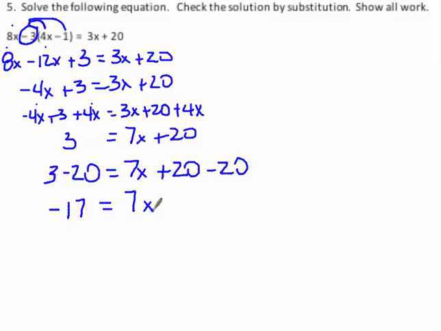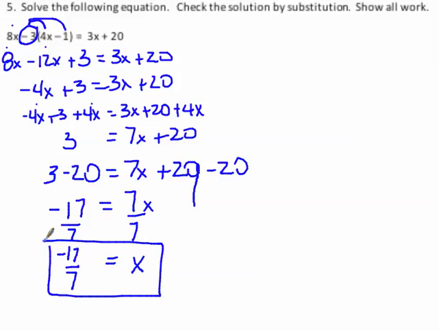Now we're down to a one-step equation. A one-step equation says to divide both sides by the number next to the variable. Well, we're going to divide both sides by 7. That way we end up with just 1x. So if I divide by 7 over here, 7 divided by 7 is 1, and I end up with just 1x. And then over here, dividing by 7 leaves me with negative 17 over 7. Sorry about that stray mark up there. So my answer is negative 17 over 7.